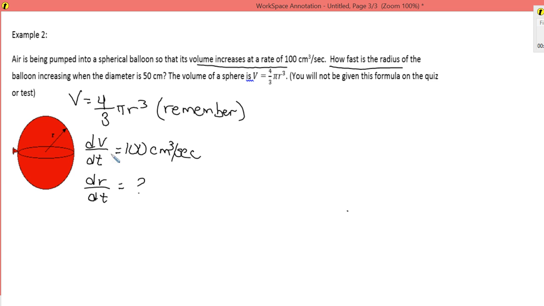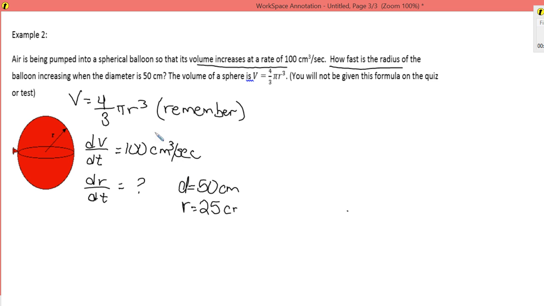And we don't care about dr/dt always. We only care about dr/dt when the diameter is 50 centimeters. Now you have to understand that as air flows into this balloon, the radius is increasing, and it will continue to increase until it pops. But I'm asking you at a particular time: when the diameter is 50, how fast is the radius changing? One of the things we know from geometry is that if the diameter is 50, then the radius is 25.